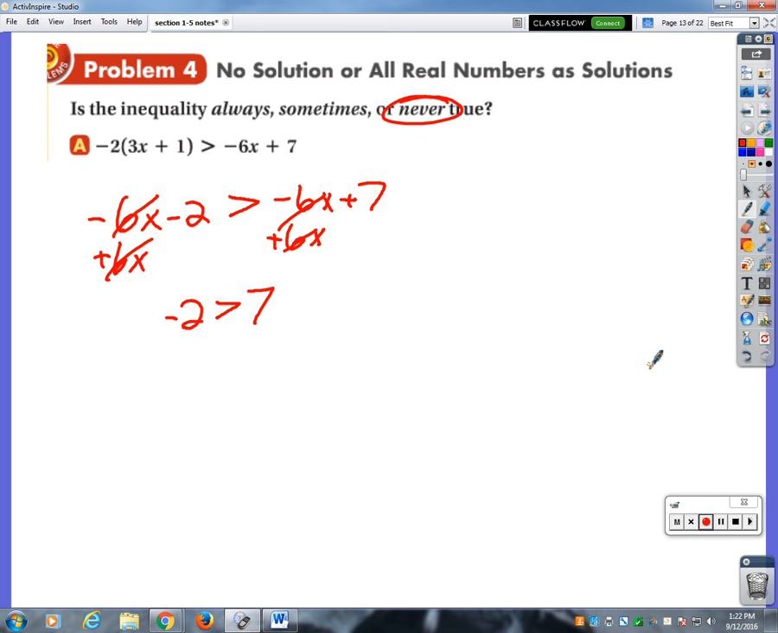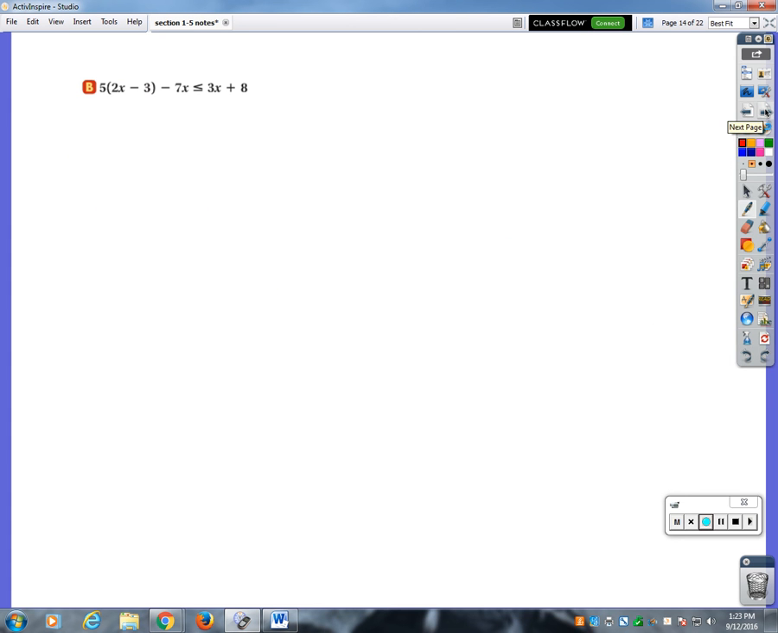Okay? But do you see the difference if I flip this inequality, and if in the end I got negative 2 is less than 7? Is this true? Yeah, this is always true. And so if this was what we ended up with, then the answer would be always. So it's a little bit trickier than with the equations, where if you get 2 different numbers, the answer is no solution. With an inequality, you have to pay attention to which direction the inequality symbol is going, because depending on that, it might never be true, or it might always be true, okay?